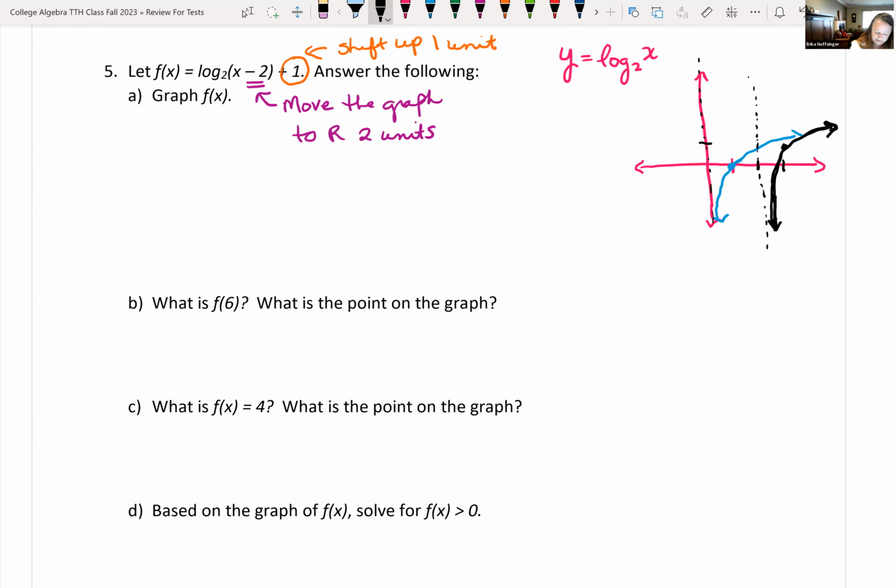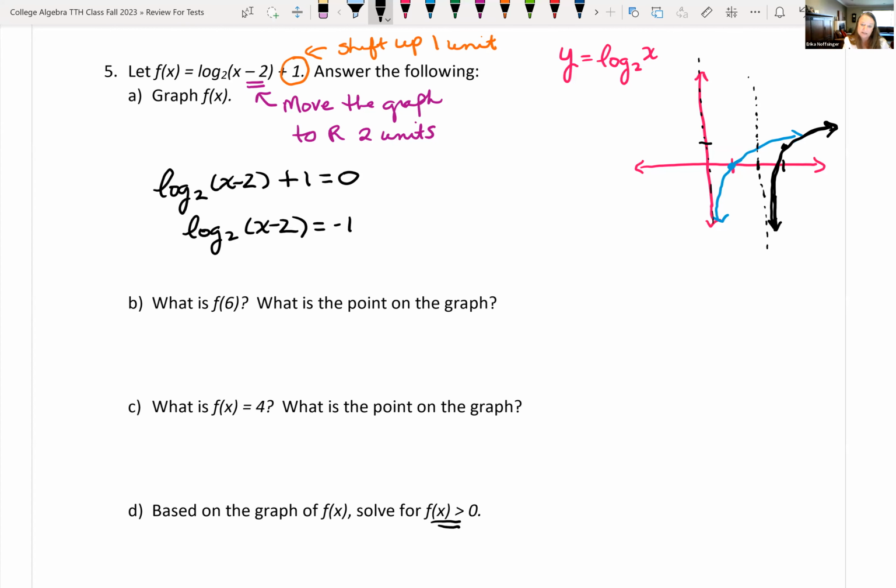I could technically, if I wanted to, find where, and I'm going to have to look at it, based off the graph of f of x, solve for where f of x is greater than 0. So let's look at when our graph is equal to 0. So let's look at when is log base 2 of x minus 2 plus 1 equals 0. Trying to find my x-intercept. Well, if I subtract 1 on both sides, I would get log base 2 of x minus 2 equals -1.